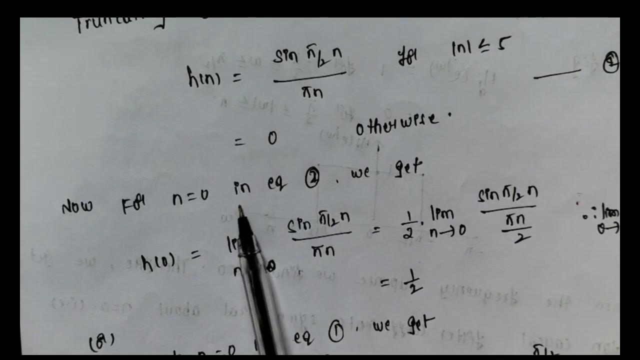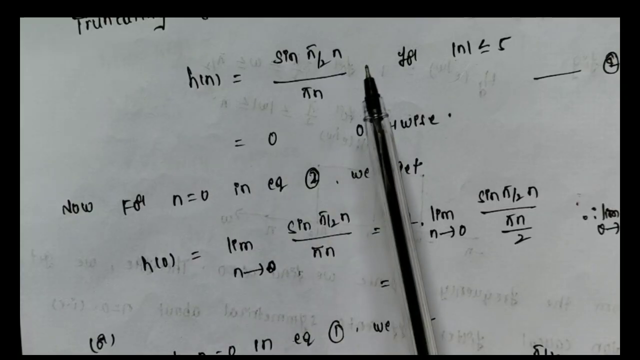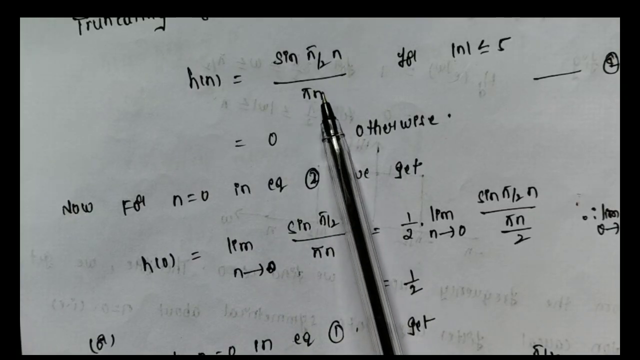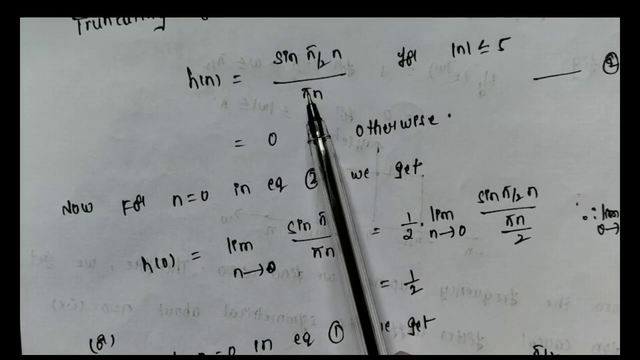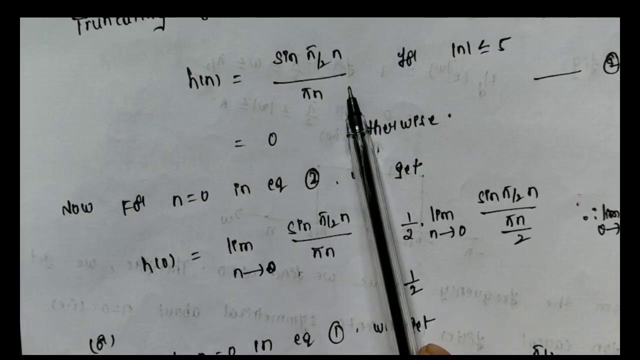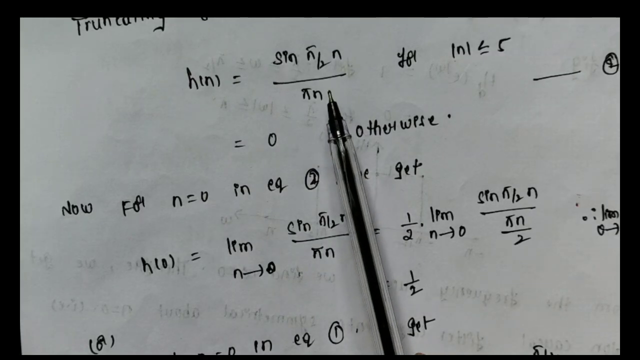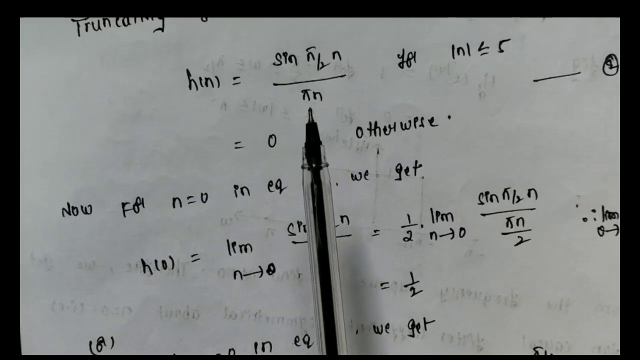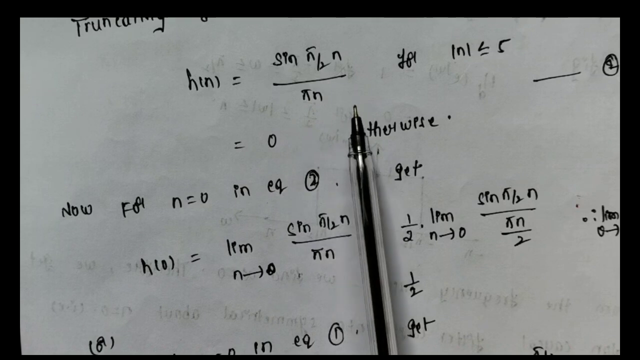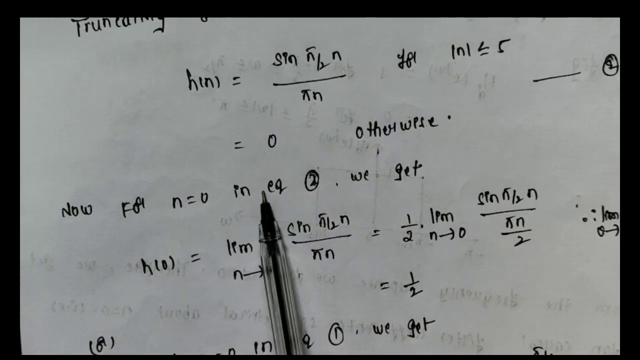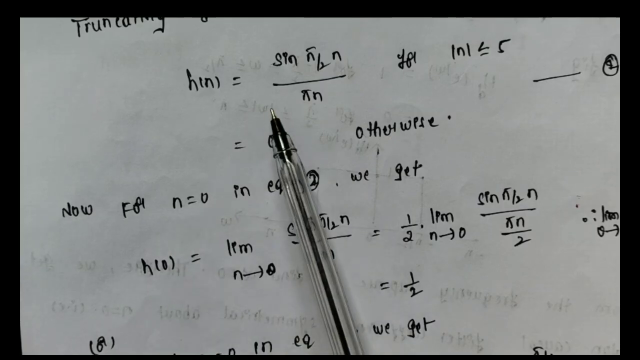For finding the first value of h(n), if you substitute n equal to 0 in this equation, in the denominator you get n equal to 0, so it is an undefined value. So that's why we will not directly substitute the n value here. We are applying the limits according to L'Hospital's rule. L'Hospital's rule is a rule which is applied for indeterminate conditions or undefined values. So for n equal to 0, I am applying it to h(0).